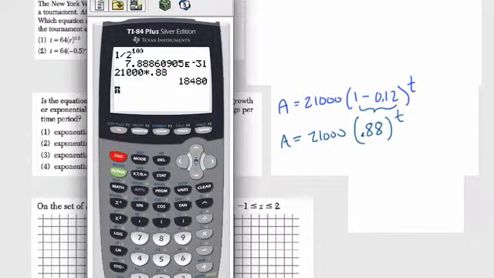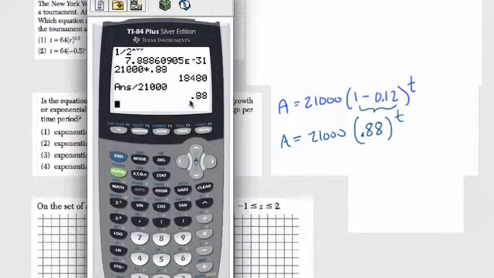Now, if we want to figure out what this is as a percent of the original, we can do that number, so hit second answer, divided by 21,000. Well, it's 88% of the original. So we lost 12%, right? If we took 21,000 and we multiplied it by 12%, 0.12, that's 2,520. If we take 21,000 and subtract 2,520, we get 18,480, which is our new value.